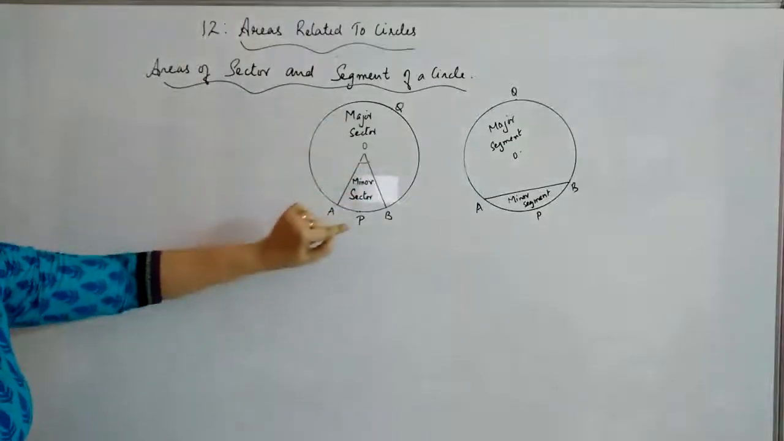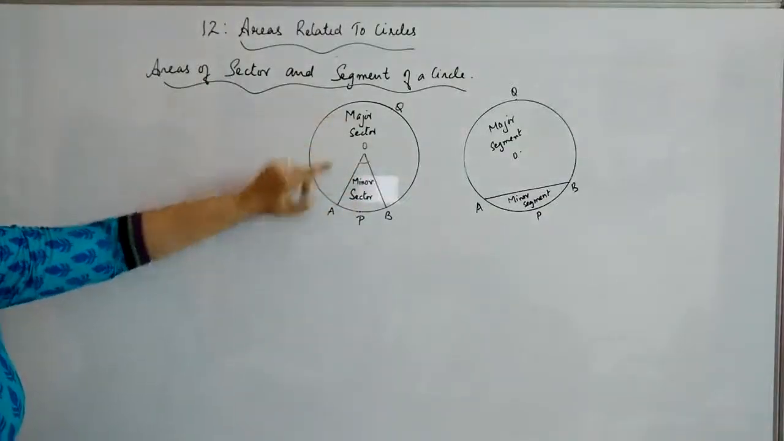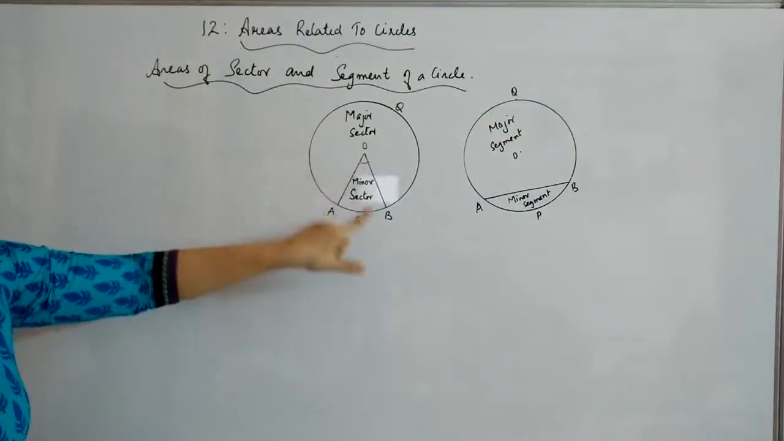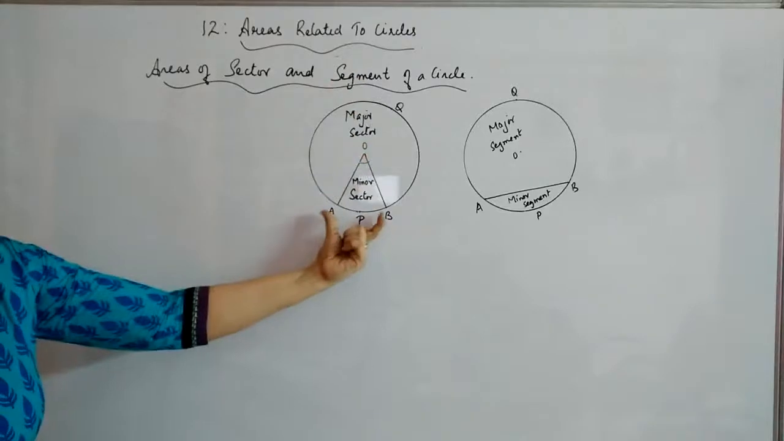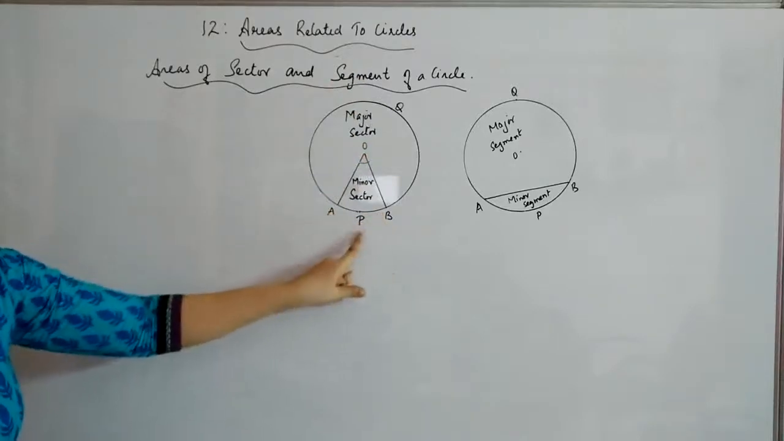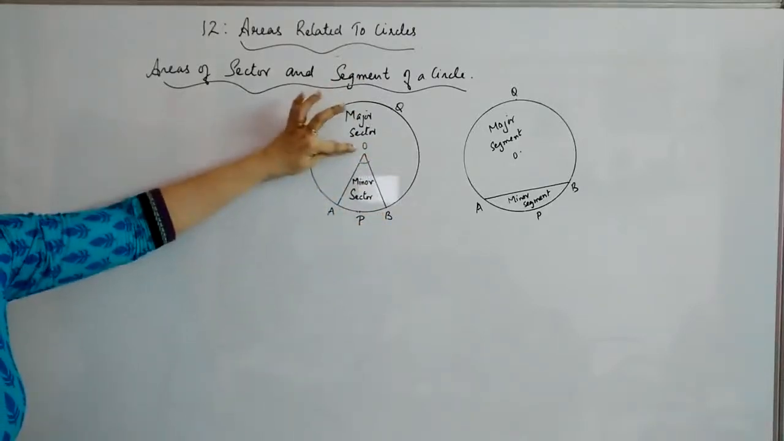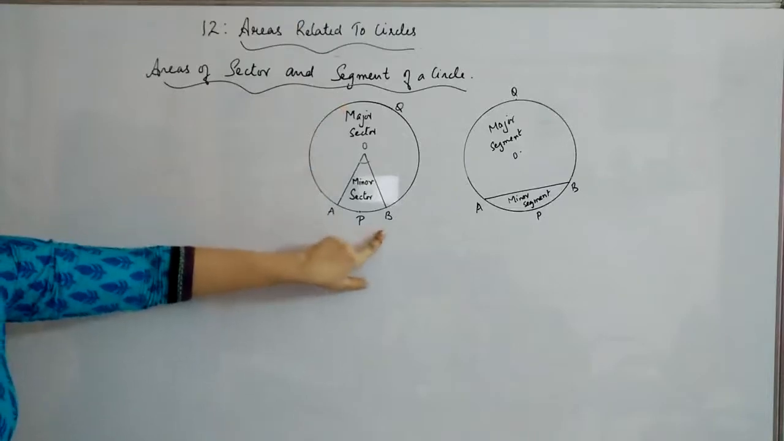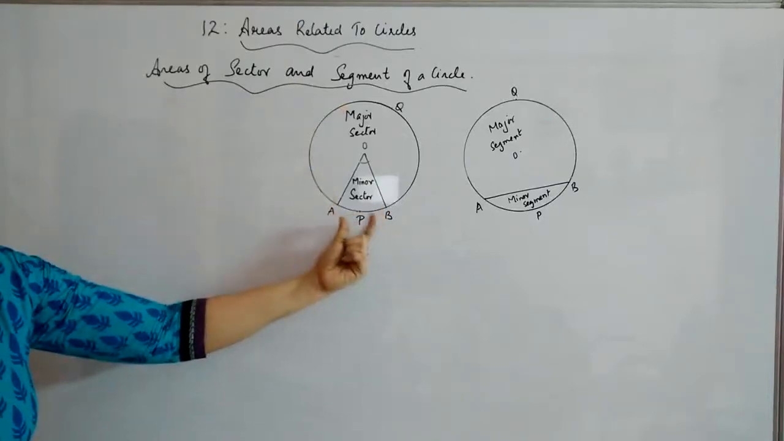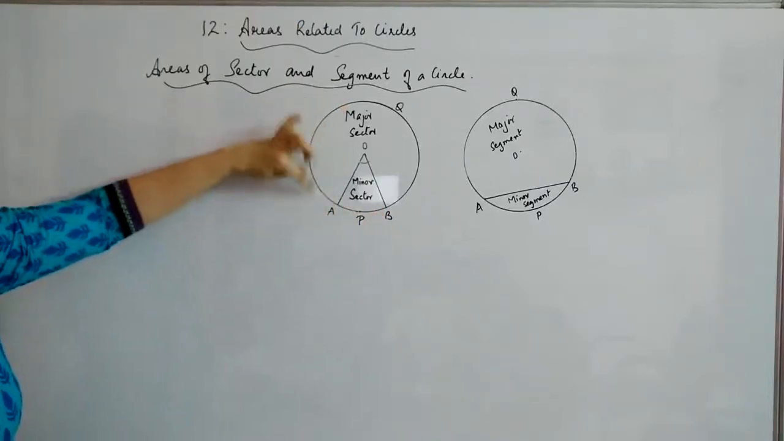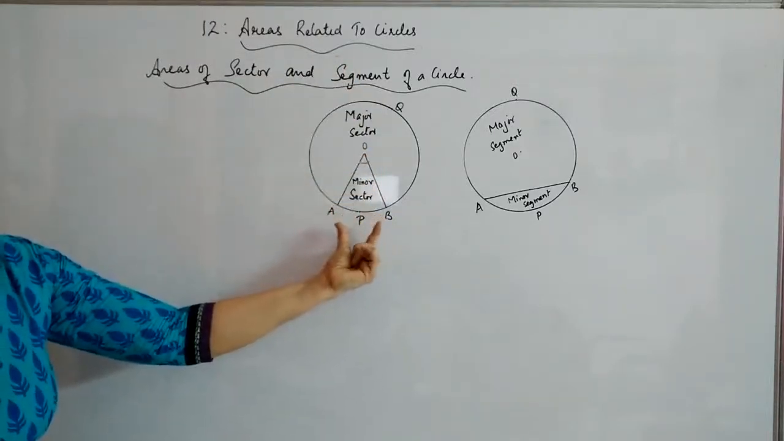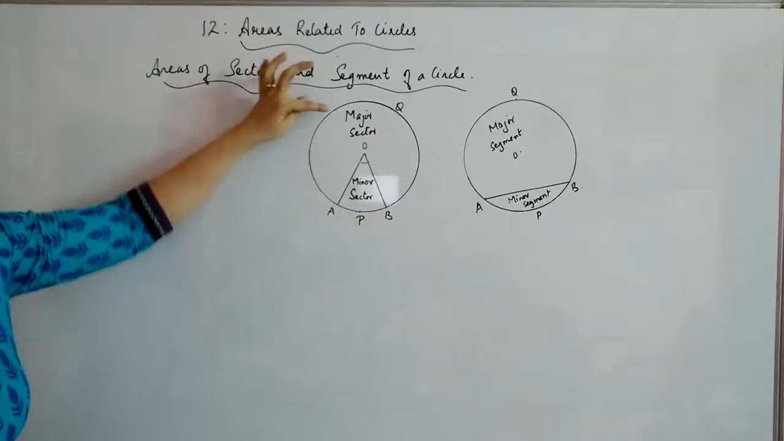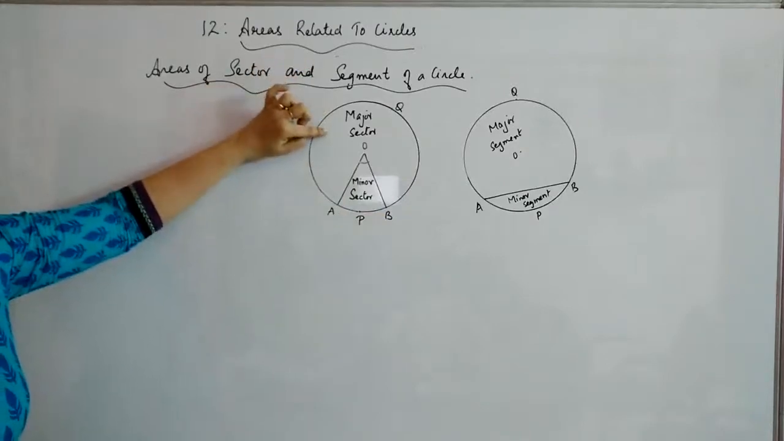You can see a circle with center O, and there is a portion here. Two radii we have taken and you are getting a portion here with this arc APB. So this OAPB is one of the sectors and the other one is OAQB. The smaller one is known as the minor sector and the bigger one is known as the major sector.